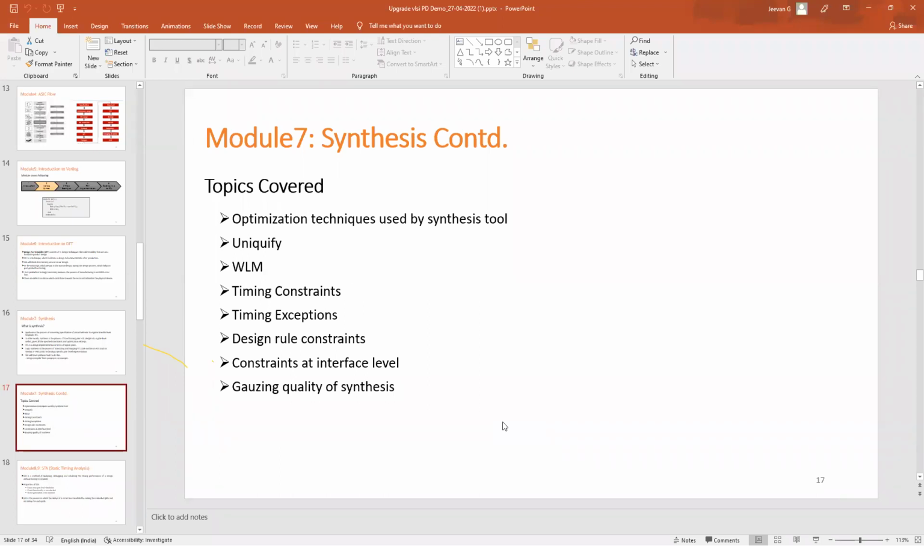This is module 7, which is synthesis in-depth analysis. And one more thing: we're going to cover all these synthesis stages and every internal operation which happens in synthesis.